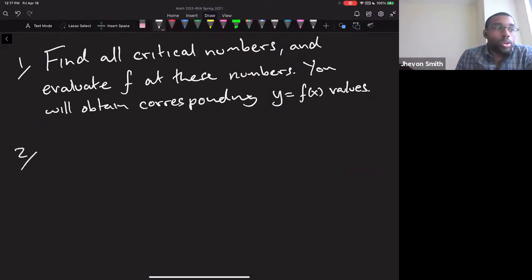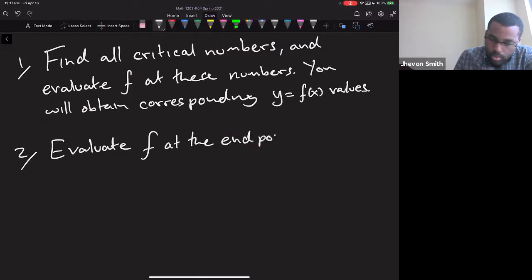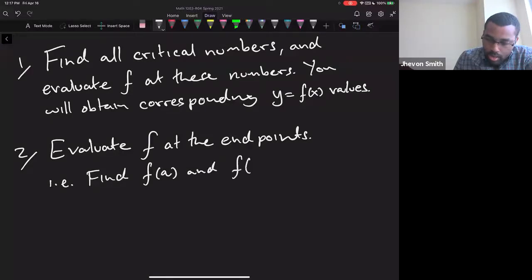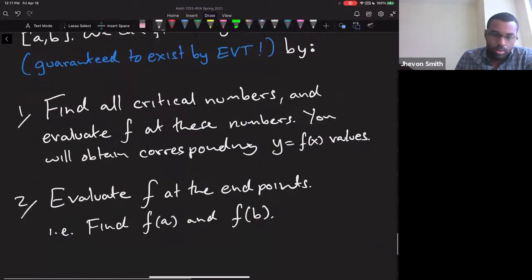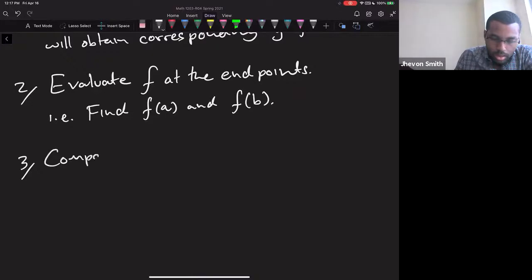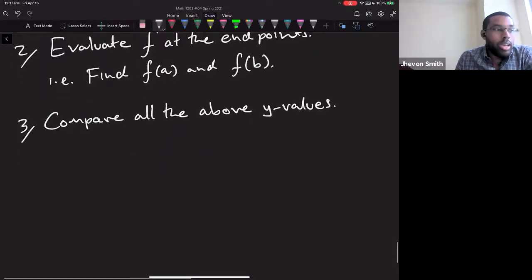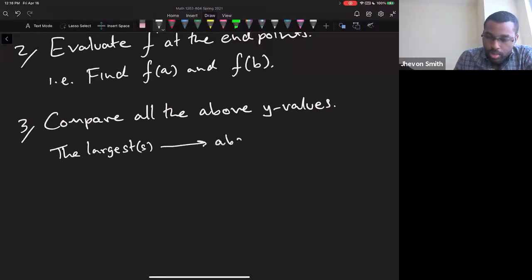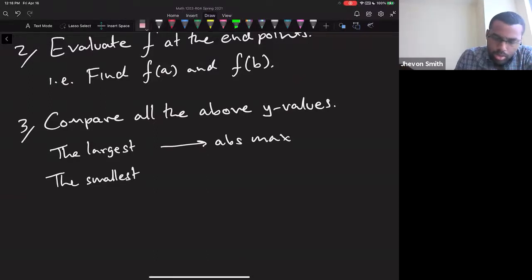Two, you're going to evaluate f at the endpoints. I.e., you are going to find what is f of a and f of b. You're going to plug in the endpoints of the interval into the function. And three, you're going to compare. The biggest one is your absolute max, and the smallest is your absolute min. I think this can be plural as well.